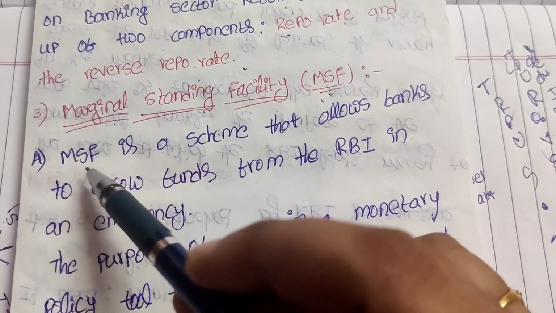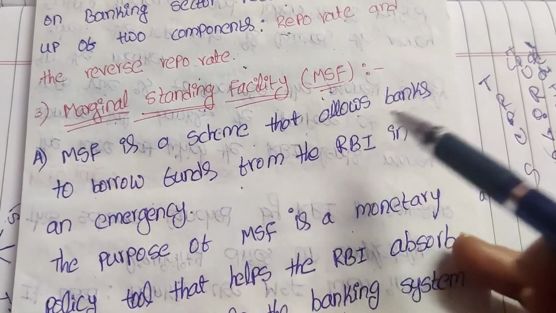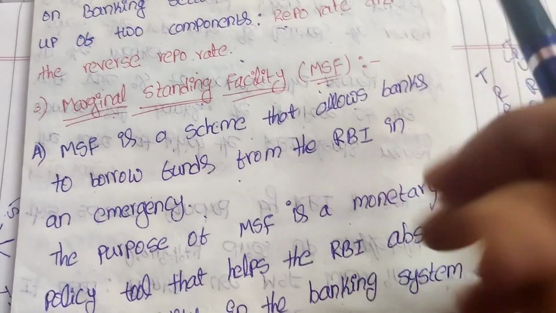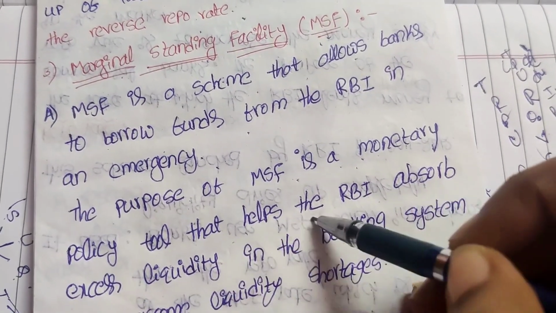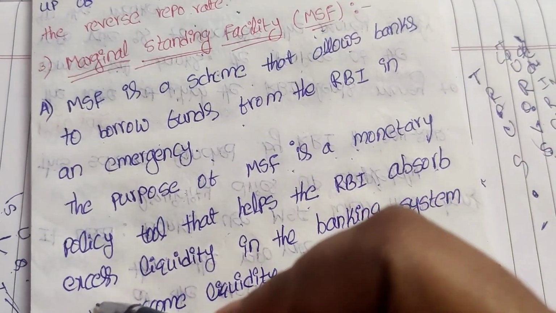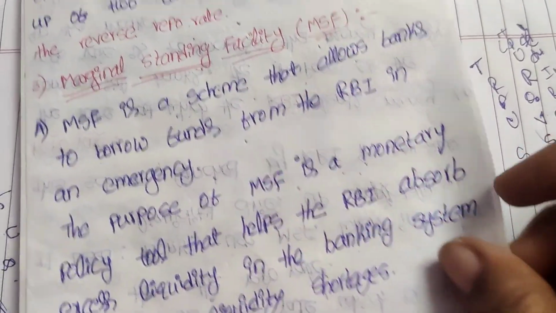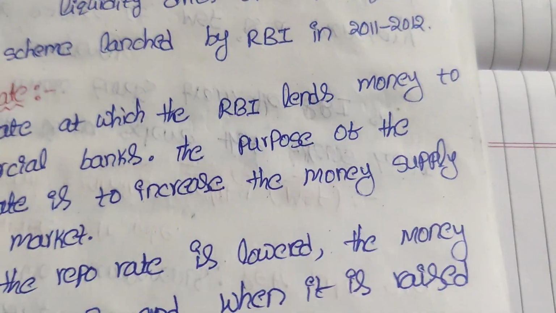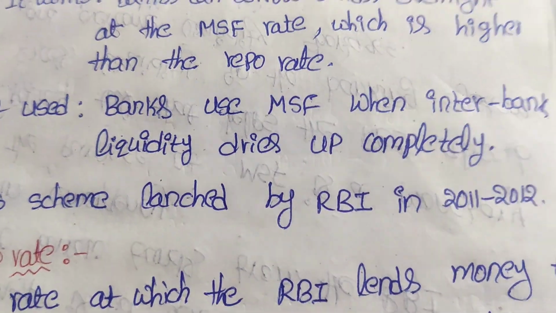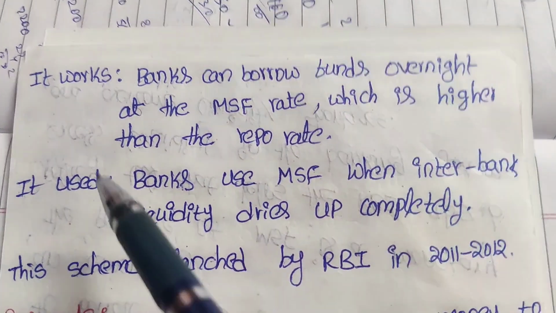So what is MSF? MSF is a scheme that allows banks to borrow funds from the RBI for emergency purposes. The purpose of MSF is that it is a monetary policy tool that helps the RBI absorb excess liquidity in the banking system and also overcome liquidity shortages. Okay, next, how it works and how it is used. All these things we will discuss now.